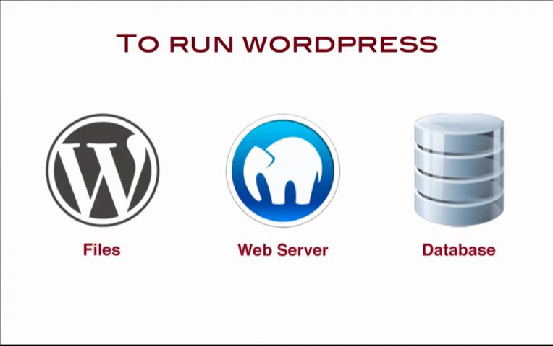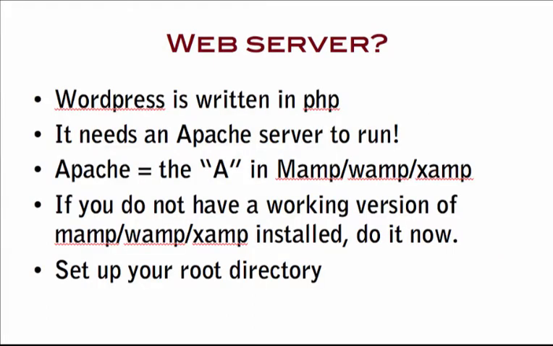So because WordPress is coded or written in PHP, it needs an Apache server to run. Now, everyone already has an Apache server on their computers. They just usually don't have them activated, or they don't really know how to get at them unless they install some software called MAMP, WAMP, or XAMPP. And the A in MAMP, WAMP, or XAMPP stands for Apache. That is the Apache server that you need. So if you don't have a working version of MAMP, WAMP, or XAMPP installed, do it now.